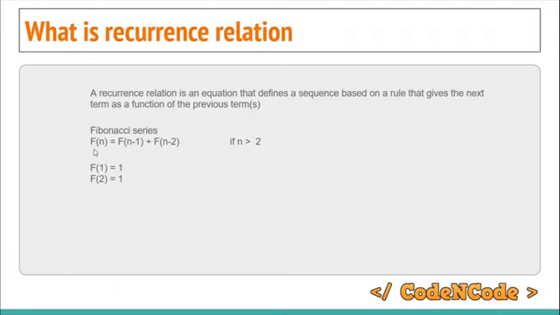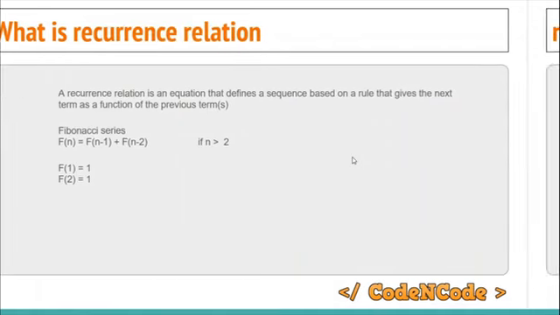Since Fibonacci depends upon the previous two terms, generally we would call this k. So for Fibonacci, k is equal to 2 because it depends upon two terms. For a general recurrence relation, we would assume that it depends upon the previous k terms. For Fibonacci it's 2.